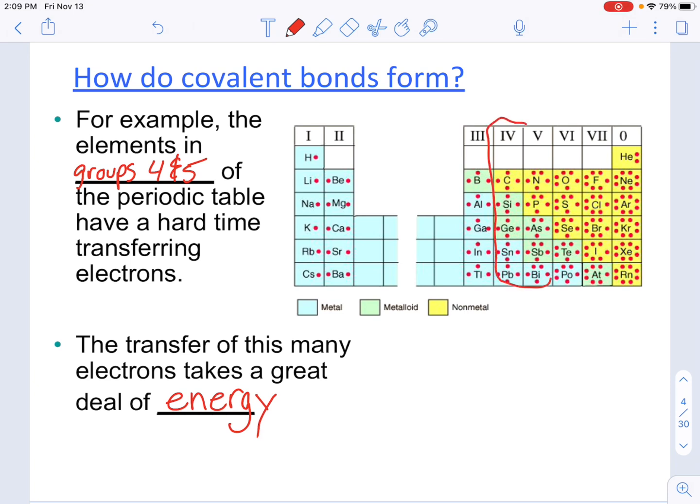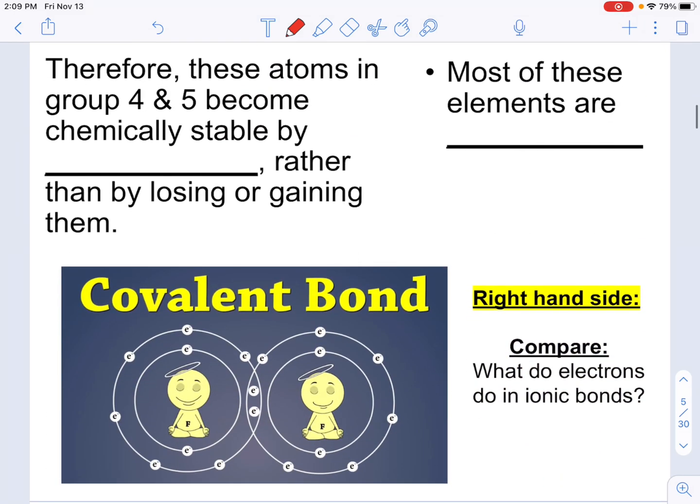Okay, so what's the story with these? What are we going to do with some of those that don't want to transfer electrons? How are they going to bind with something else? Therefore, these atoms in group 4 and 5 become chemically stable by sharing electrons. They don't lose electrons or gain electrons, they share them. Most of the elements where this occurs are nonmetals.